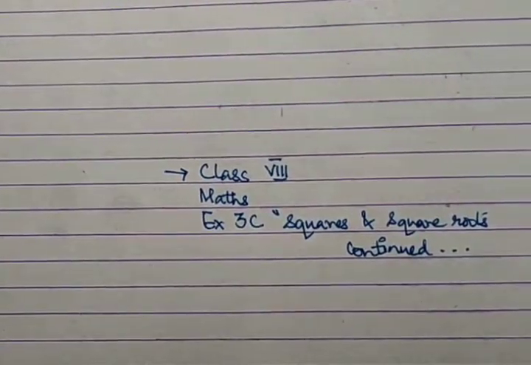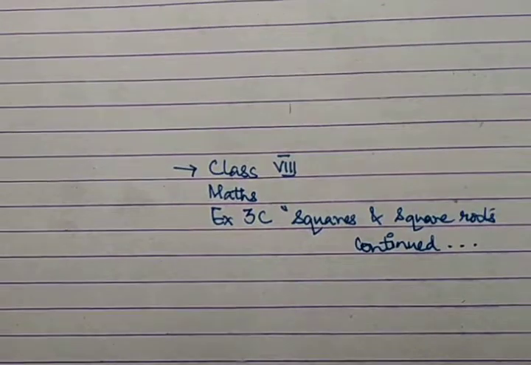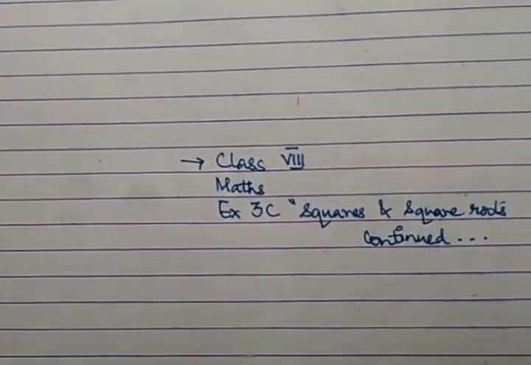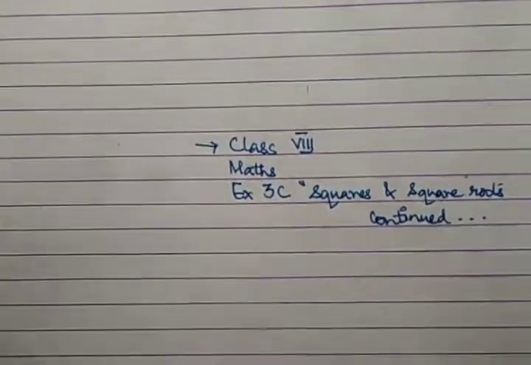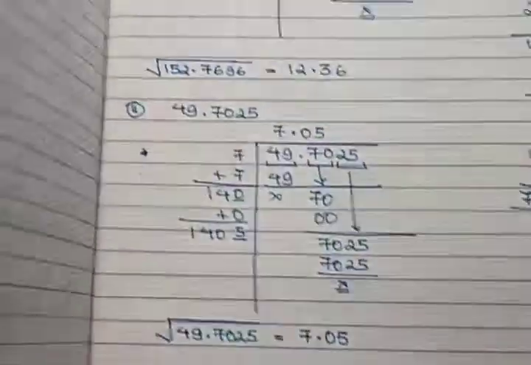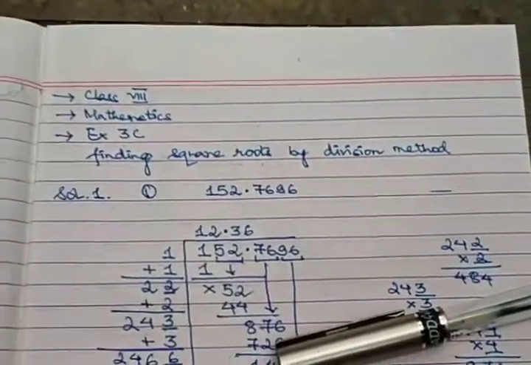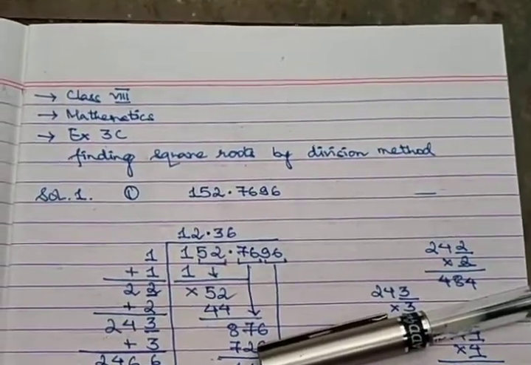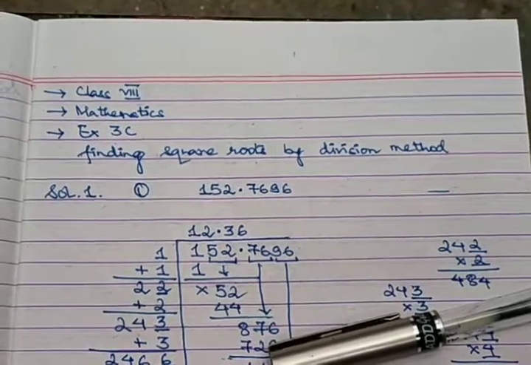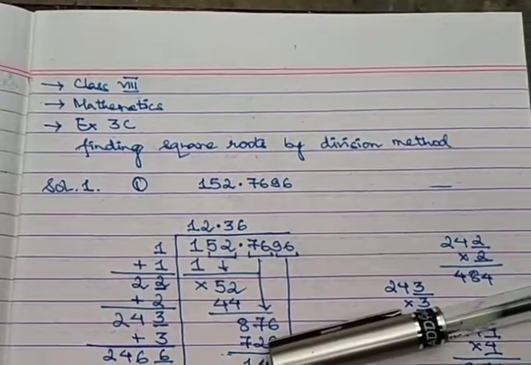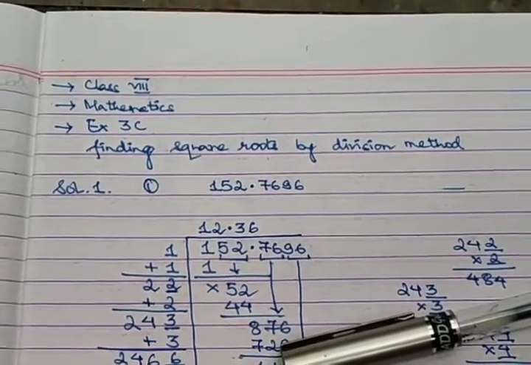This video is for class 8 students for their math, and the topic is squares and square roots continued. As you have already done squares of numbers and square roots by both the prime factorization method and the division method, you have already done a few sums.